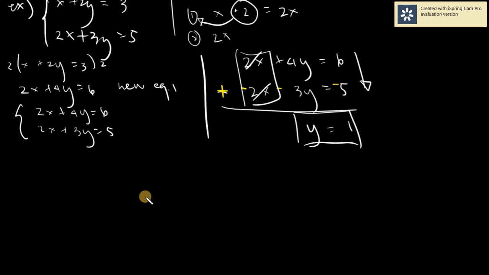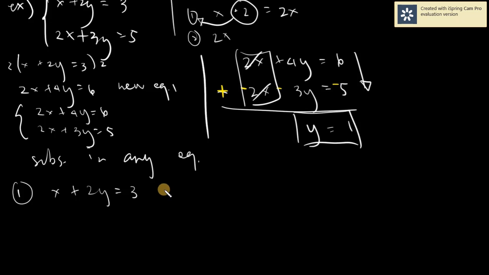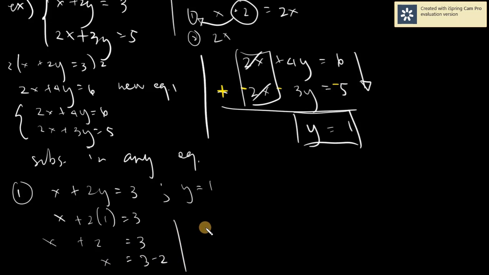In the process of elimination, the second step that you need to do after you eliminate is just substitute. Substitute where? Substitute in any equation. So I will choose equation 1. It will give me x plus 2y is equal to 3, and my y is simply equal to 1. So this is x plus 2 times 1 is equal to 3. I will have x plus 2 is equal to 3, and I will have x is equal to 3 minus 2. Therefore, my x is equal to 1. So I will have my x and I will have my y.